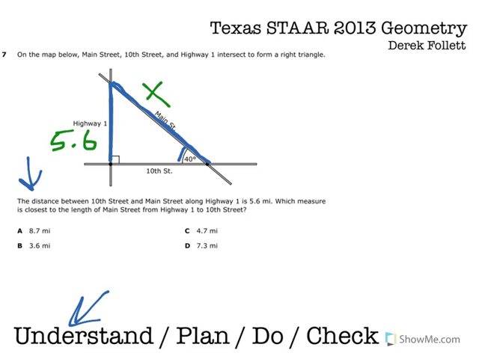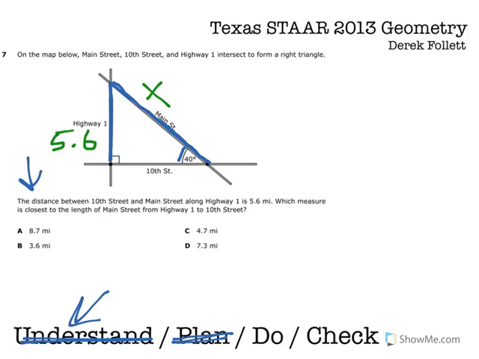Okay, so I've got a right triangle. I know one angle, I know one leg, and I'm trying to find the hypotenuse. So what does that look like to me? That looks like a trigonometry problem. So I think I understand what's going on pretty well. My plan, I'm going to use trigonometry to write an equation to solve for x. So let's do that right now.